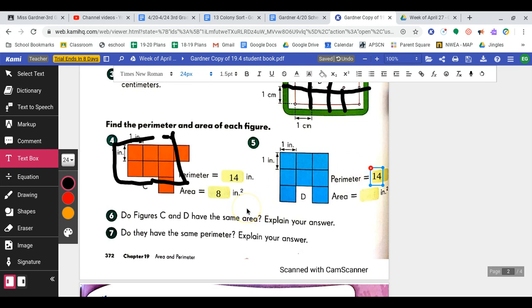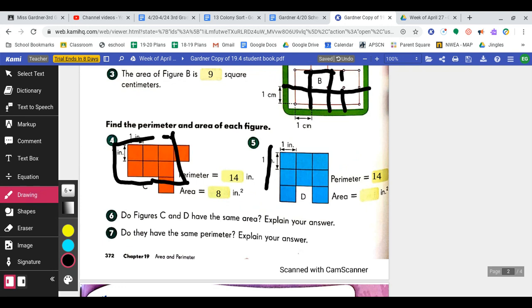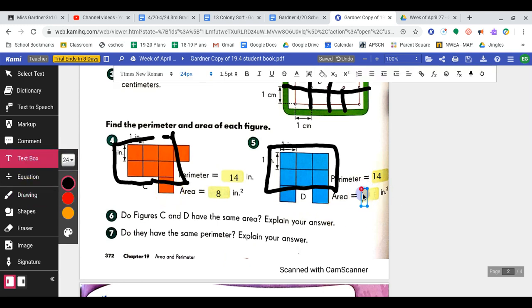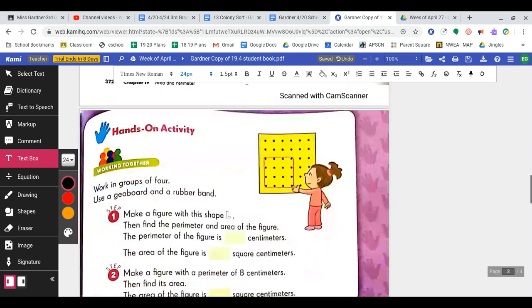We've got, for this one, that group of 2 times 3, so that'll be 6 square inches. And then an extra 2, so 8 square inches. The exact same perimeter and the exact same area. So do figures C and D have the same area? Yes, they do. The same number of square inches. And do they have the same perimeter? They do. Same distance around in inches.